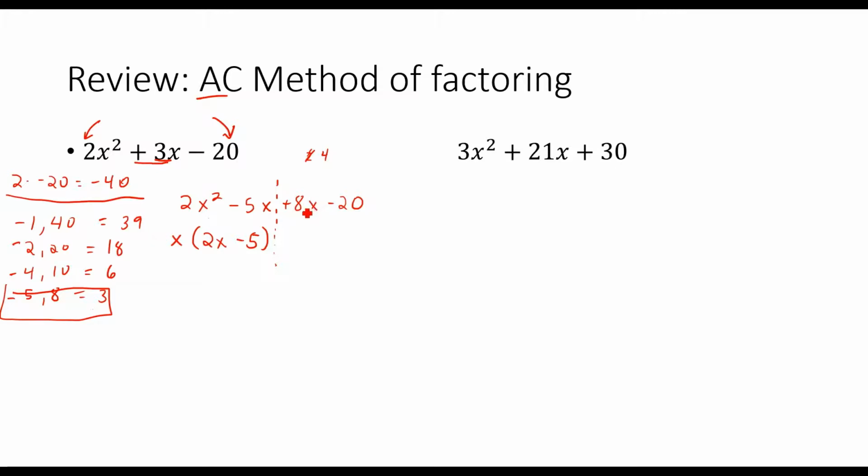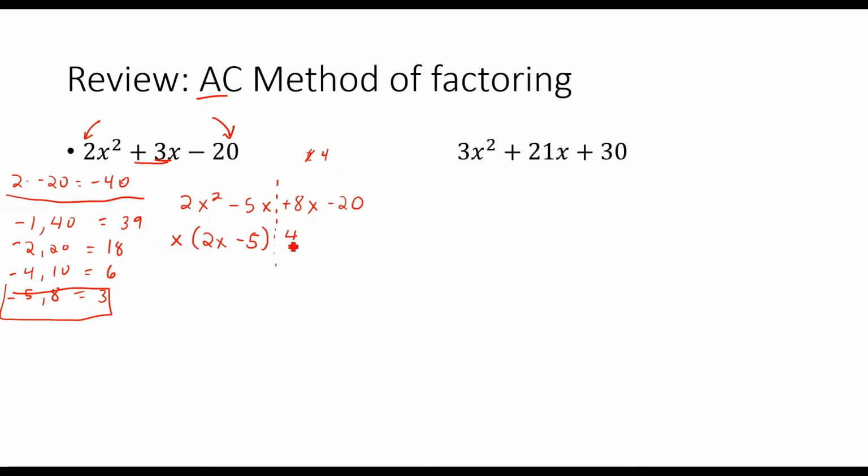5 cannot divide into 8. 6 cannot divide into 8. 7 cannot divide into 8. 8 can divide into 8, but it can't divide into 20. So actually the biggest number that we can factor out is a 4.